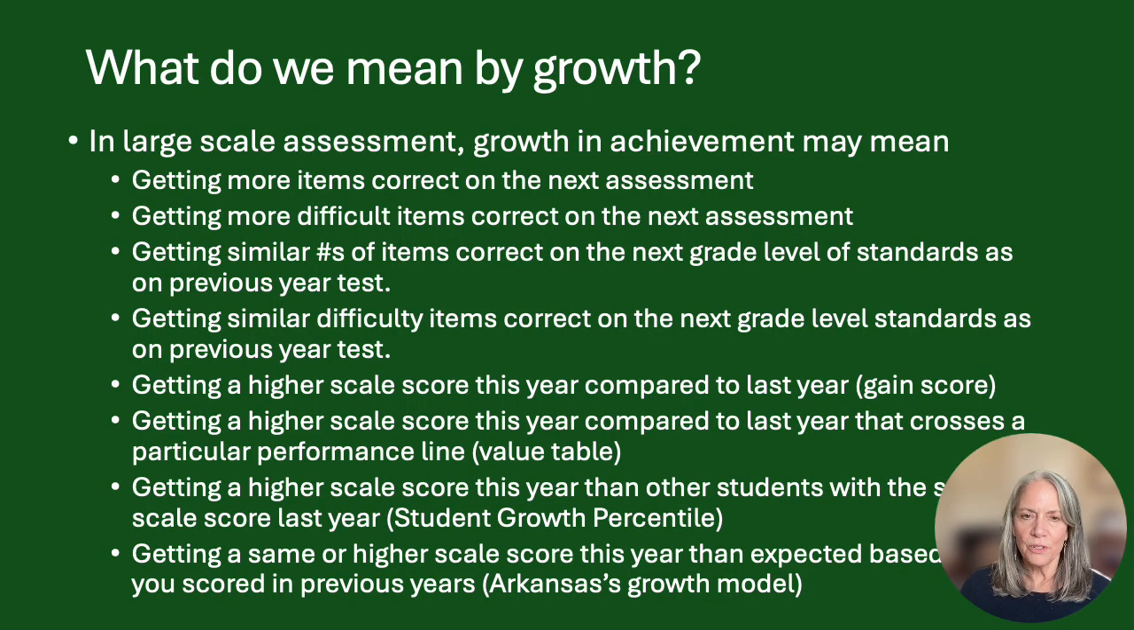I think it's super important to recognize that growth and achievement can take very different forms, and it requires at least 2 data points. But before we even get into that, let's talk about what does growth actually mean? I mean, we talk about a change in achievement over time, but in large-scale assessment, it could be getting more items correct on the next assessment. It could be getting more difficult items correct on the next assessment. It could be getting similar numbers of items correct, but of a higher difficulty level. I mean, you can see that these are numerous ways that we could define growth.